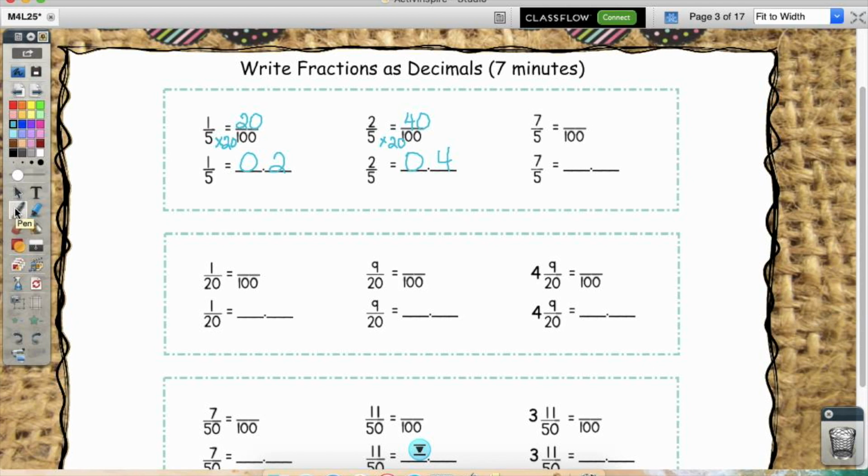So table 1, what'd you get for this one? Okay, I need the fraction first, please. 140 hundredths. Okay. Boy, that's a pretty big number. What kind of fraction is this, boys and girls? Improper. That means it's going to be a mixed number. Right? Okay, if I take out 1 whole, what will that be? 100 hundredths. How many are left over? 40 hundredths. So how do I write 1 and 40 hundredths? 1.4. Very good.